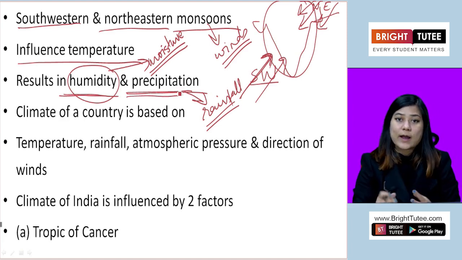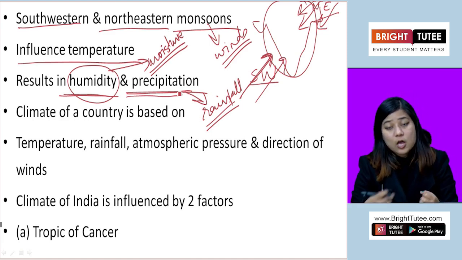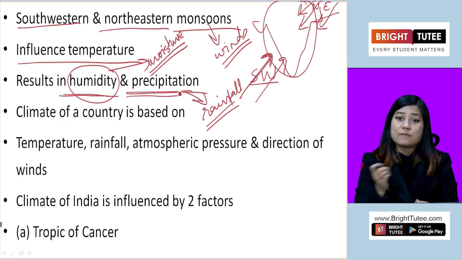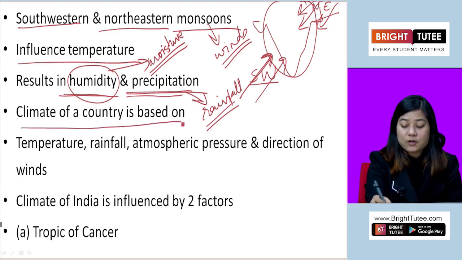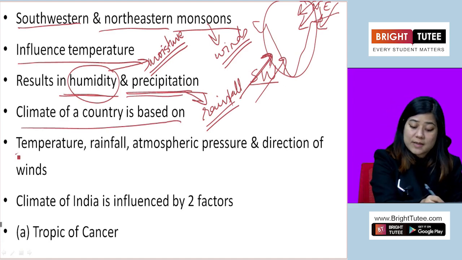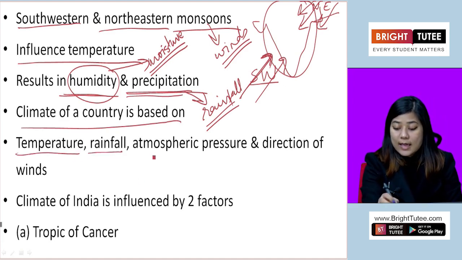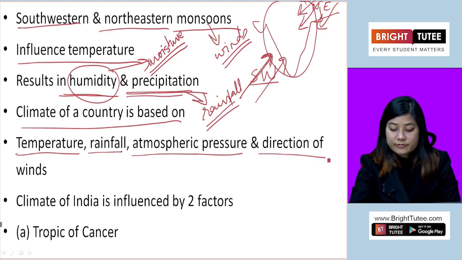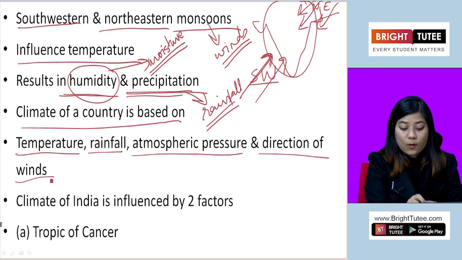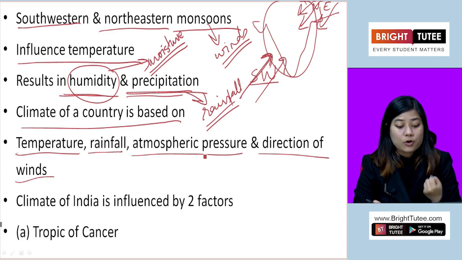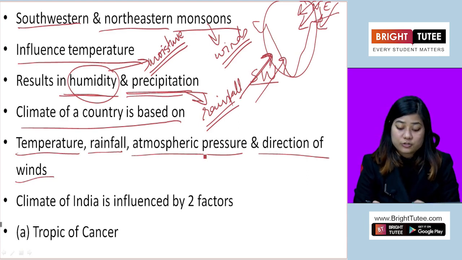So all this while we have been talking about so many things that climate is influenced by. What we can understand is that the climate of a country is mainly based on temperature, rainfall, atmospheric pressure, and direction of the winds. So these 4 factors are the main factors on which the climate of any country is based.